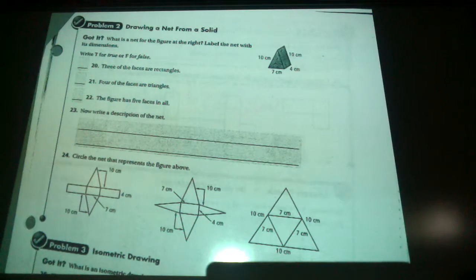All right, so let's talk about this. Some of you might have said false for number 20 because you're looking at a three-dimensional picture on a two-dimensional page. And it is true that three of the faces are rectangles. I'll grant you that those rectangles look like parallelograms, don't they? They're actually rectangles. So that's one of the issues with drawing a three-dimensional figure on a two-dimensional page. A rectangle will nearly always look like a parallelogram.